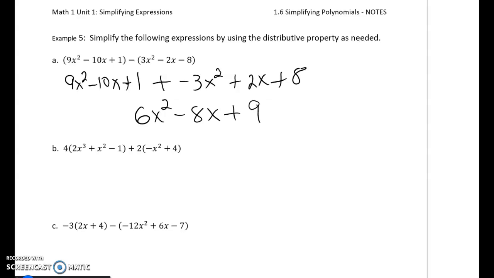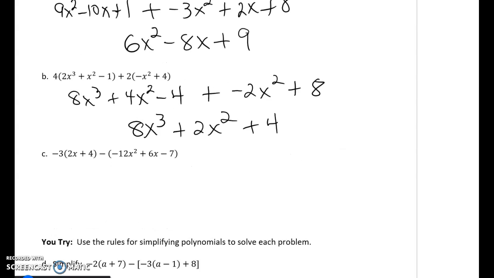Moving on to part B. Here we have that number hanging around inside the parentheses for both. So again, we're going to use the distributive property as you learned in your previous math class. You can see here, after you distribute both, the parentheses drop. Now we're looking to combine like terms once again, and we get 8x cubed plus 2x squared plus 4. Now let's see what you can do with part C.